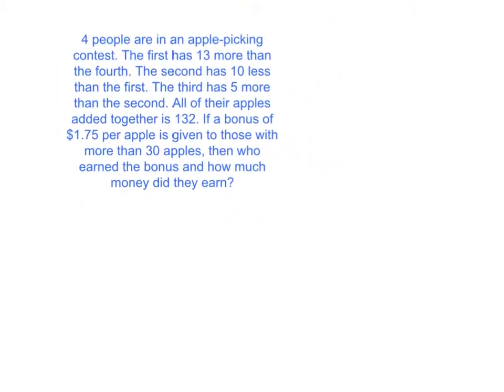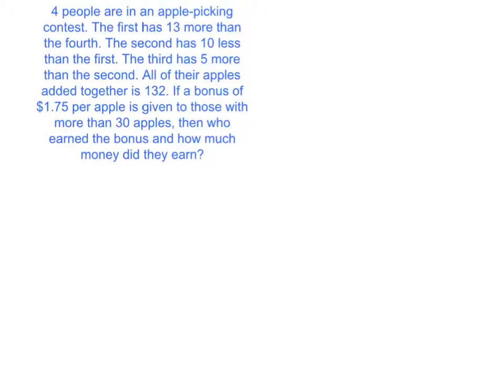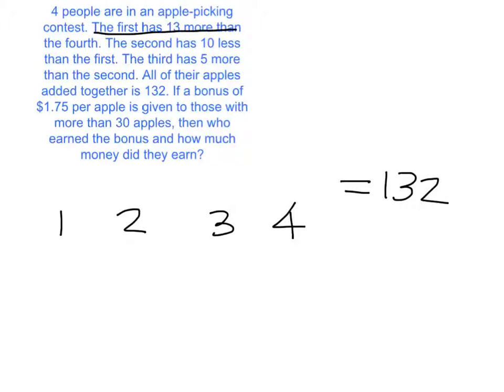We'll lower this down to have more room to work. And we'll start with this. We have 4 people, so what should I write first? The 4 people. We have 1, 2, 3, and 4. How many apples did they pick altogether? 132. The first has 13 more than the fourth. What does that tell us? X plus 13 for the first one, but which one is X? The fourth one, right. The first has 13 more than the fourth.